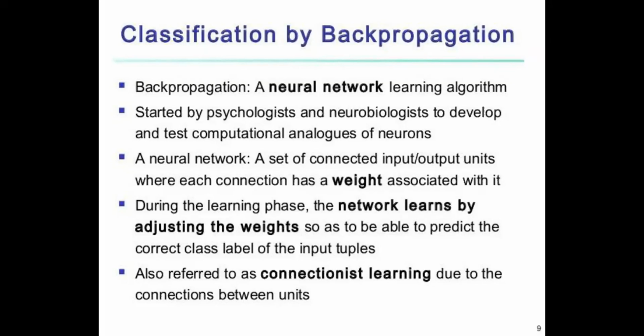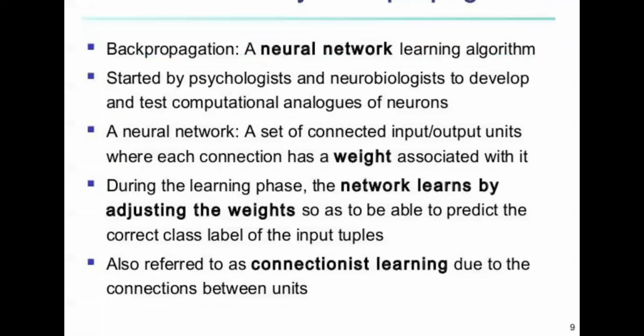One is the input layer, second is the hidden layers, and third is the output layer. That type of network is a multi-layer feed forward neural network.